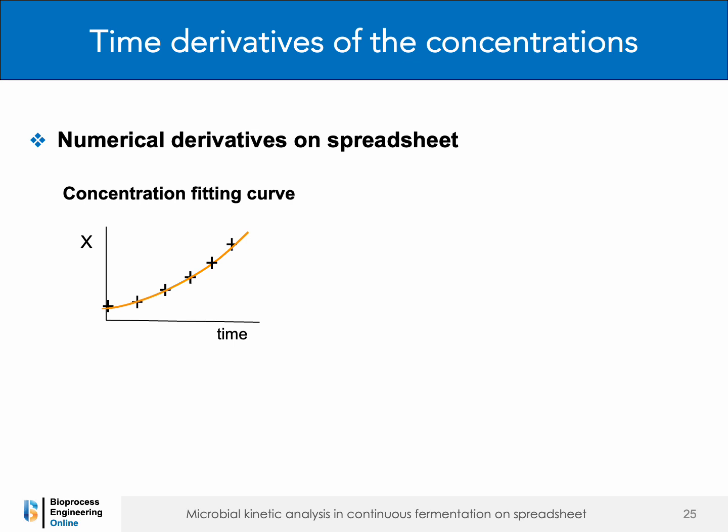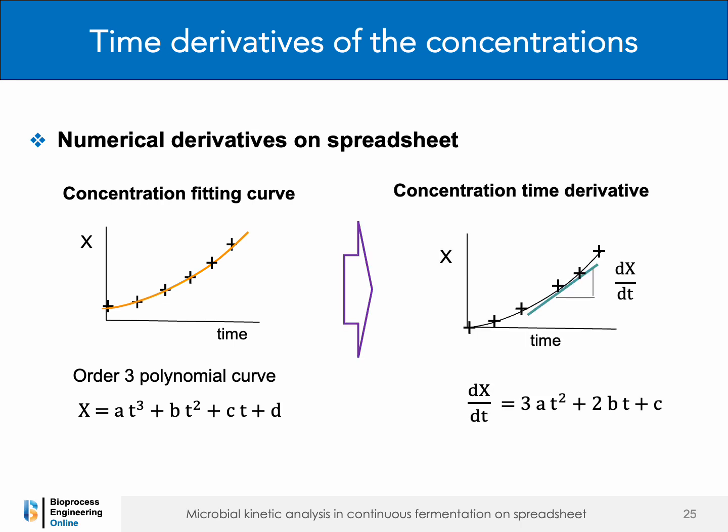The time derivatives of the biomass, metabolite, and substrate concentrations can be estimated by fitting smooth curves through the experimental data. For the yeast biomass concentration, for instance, the variation in cell concentration with time is well represented by a third-order polynomial function, x equals at cubed plus bt squared plus ct plus d. The corresponding time derivative is then obtained analytically as dx over dt equals 3at squared plus 2bt plus c. A similar approach is applied to determine the time derivatives of ethanol and glucose concentrations.